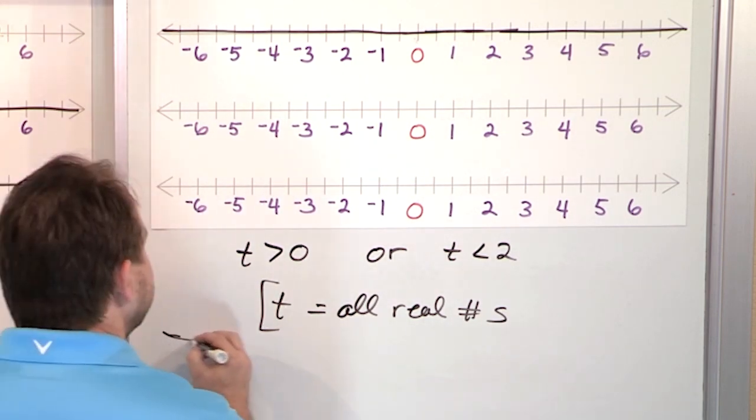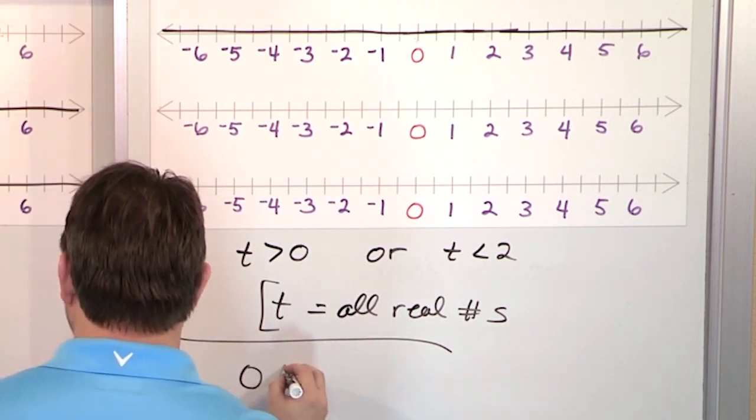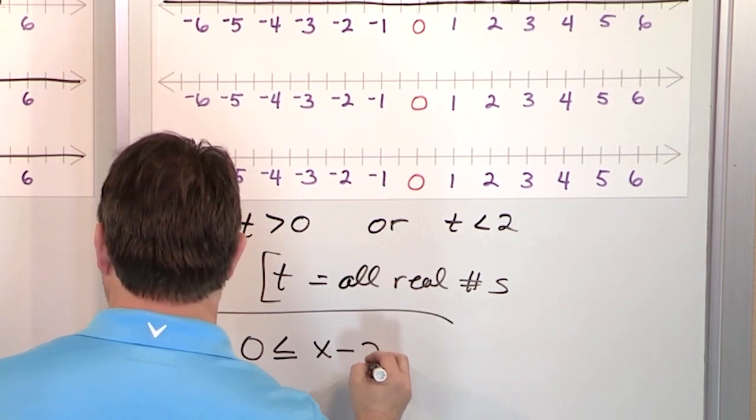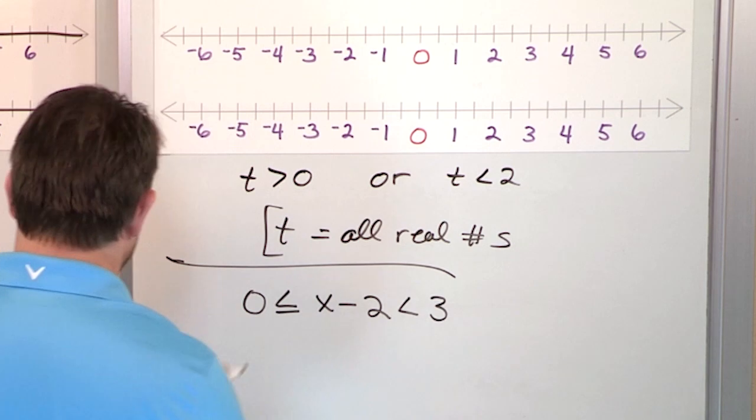All right? So it's a little bit weird. You have to think about it sometimes. The final one we're going to have looks like this. All right? So 0 less than or equal to x minus 2 less than 3.